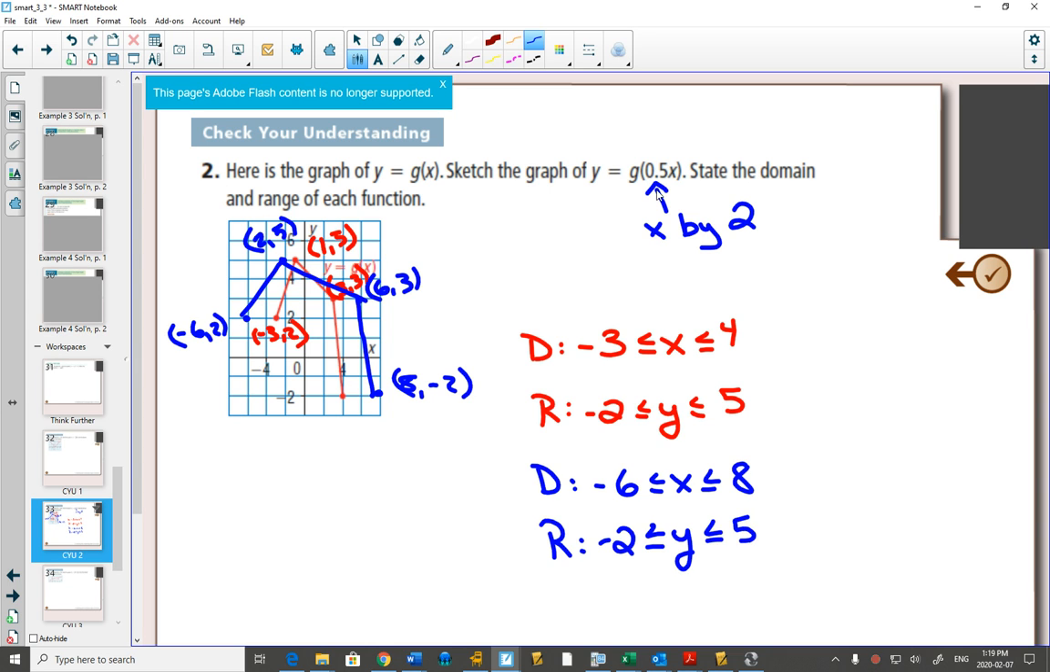Does it make sense that the range didn't change? If we think about it, the only thing that we did is we multiplied our x values by 2, and that's going to change your domain. Can you see how the domain got changed? -3 to 4 to -6 to 8. Can you see that multiplying by 2 happening in there? But your range didn't change.